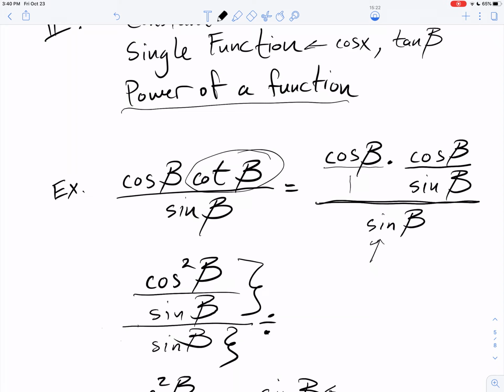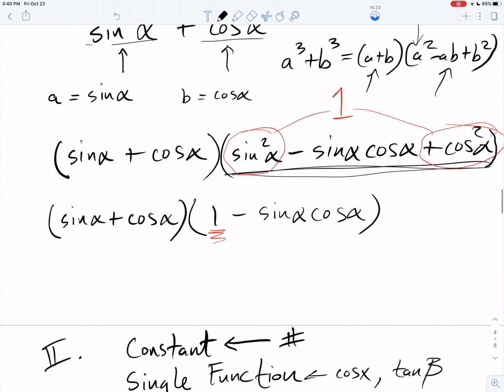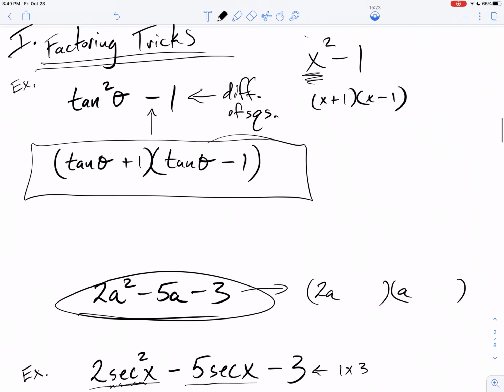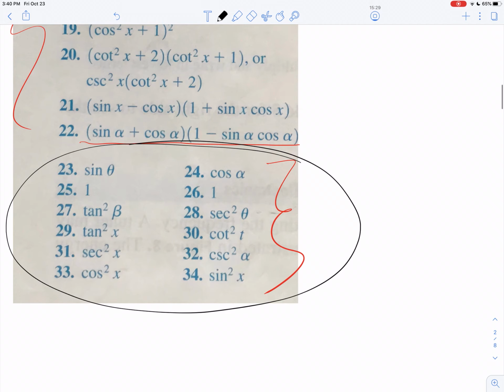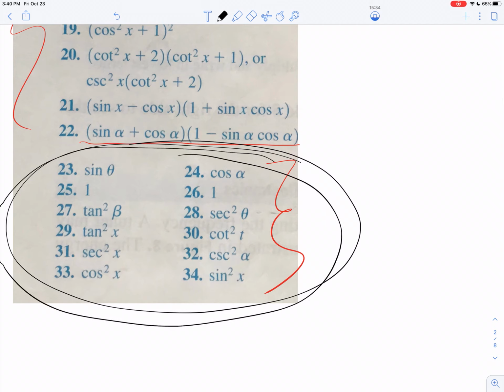So once again, before we do any more, take a look at the answer key for that section. All of the answers in this section turn out to be a single function, like number 24, or a constant. Look at numbers 26 and 25. Those are regular numbers, called constants. And then power of a function: pretty much 27 until the end, everything turns out to be a power of a function.